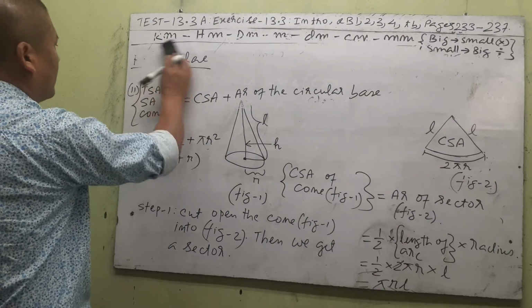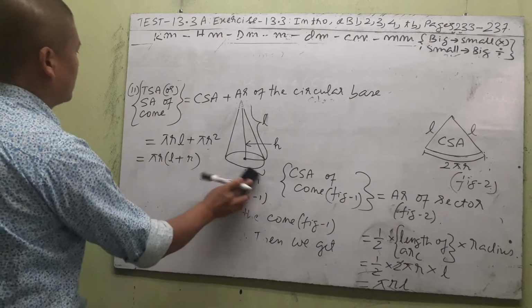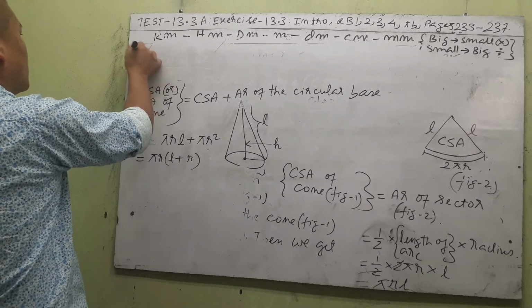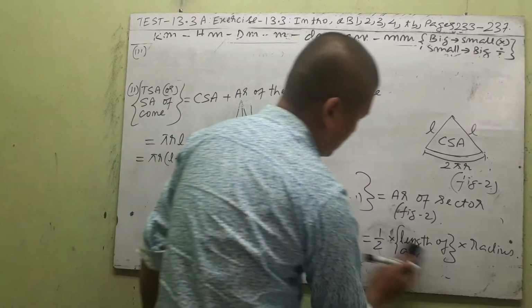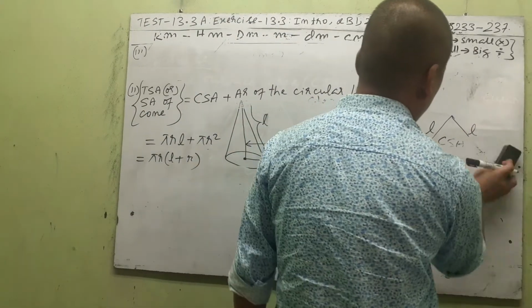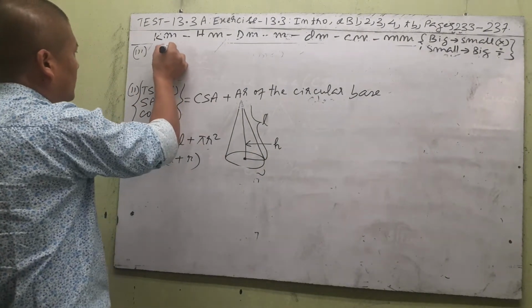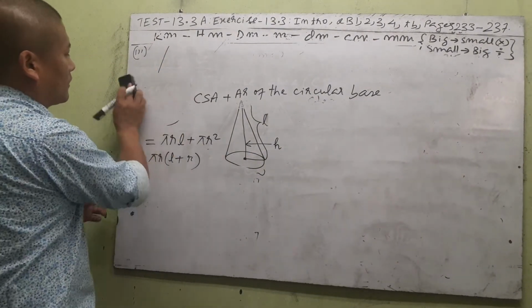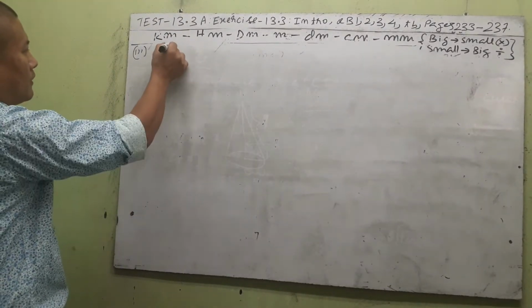Then the third formula. Let's just write here the third one. For this, let us draw the cone once more. Draw a cone, and then let us derive the third formula.